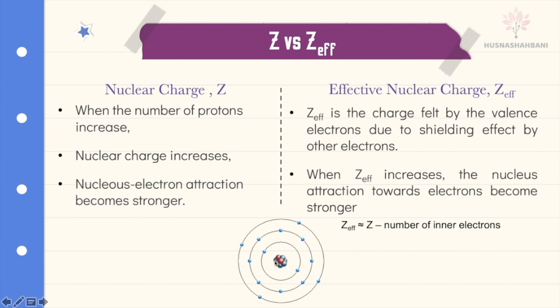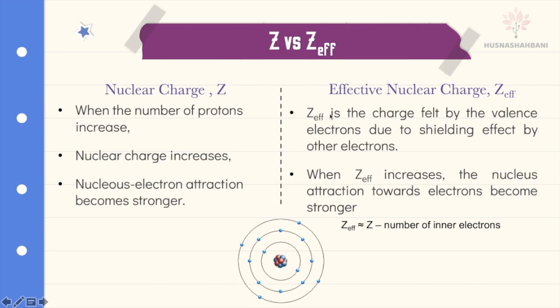When you have more and more protons, the nucleus is more and more positively charged. More positively charged means nuclear charge increases. So if the nuclear charge increases, the nucleus attraction towards the electrons becomes stronger because it has more and more protons, more positive charge, so it attracts the electrons more strongly. The nucleus-electron attraction becomes stronger.